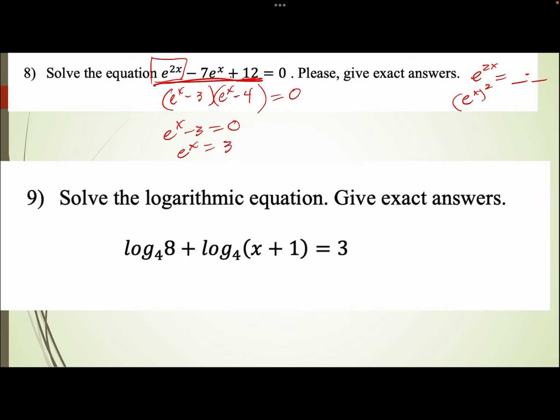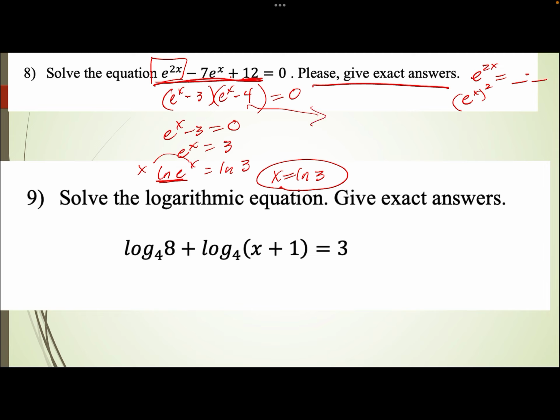How do I get rid of an exponential? I use a log. And my base is e. So I'm going to natural log both sides. And the x comes to the front, and this goes to 1. So I have x equals the natural log of 3. And you can just leave it like that, because it says please give exact answers. So we just leave it like that.